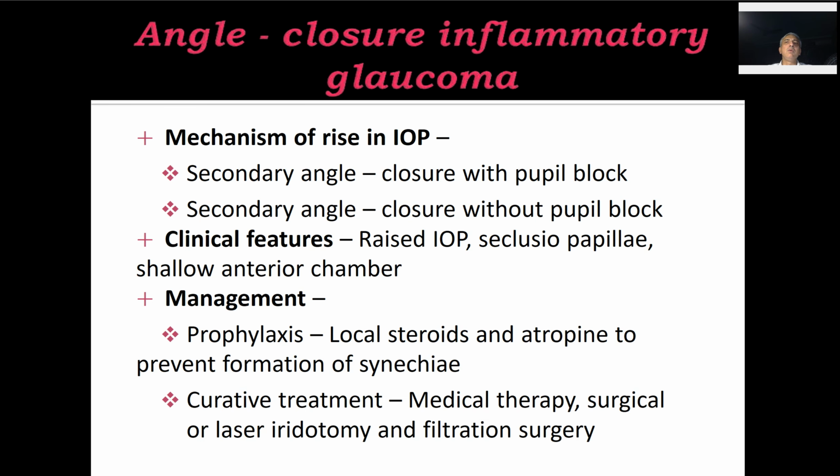Then you go on to the angle closure type of inflammatory glaucoma. The mechanism of rise in IOP is secondary angle closure with pupil block, or you can have secondary angle closure without pupillary block. So clinical features include raised IOP, seclusio pupillae, where there is 360 posterior synechia of the pupil to the lens surface, or shallow anterior chamber. The management will include prophylaxis, local steroids, and atropine to prevent formation of synechiae, and curative treatment is medical therapy with steroids and then surgical or laser iridotomy, or you can even need filtration surgery.